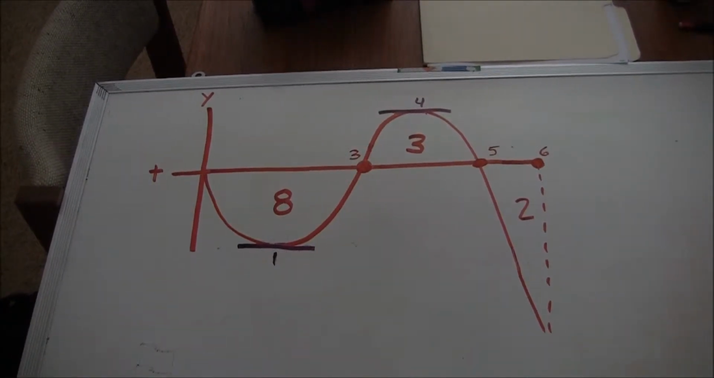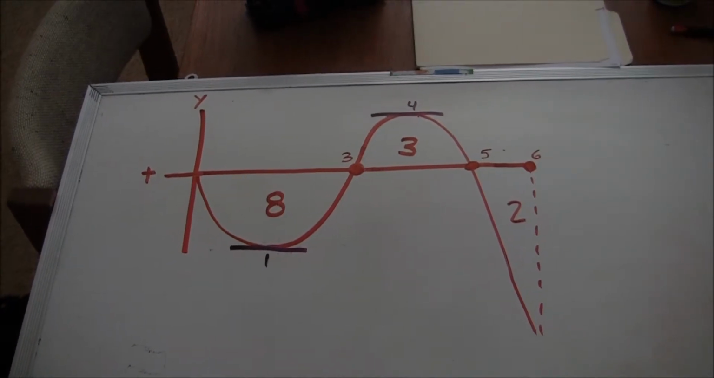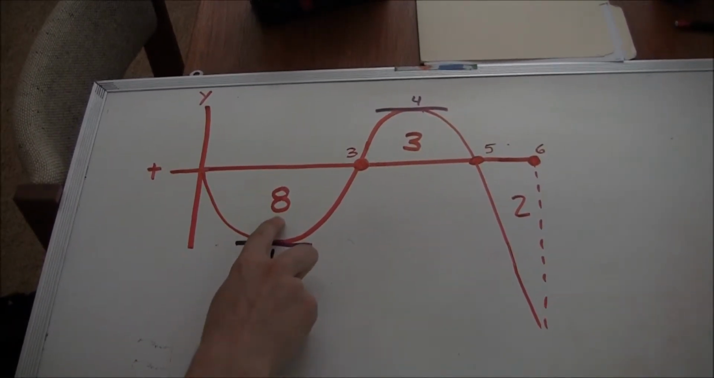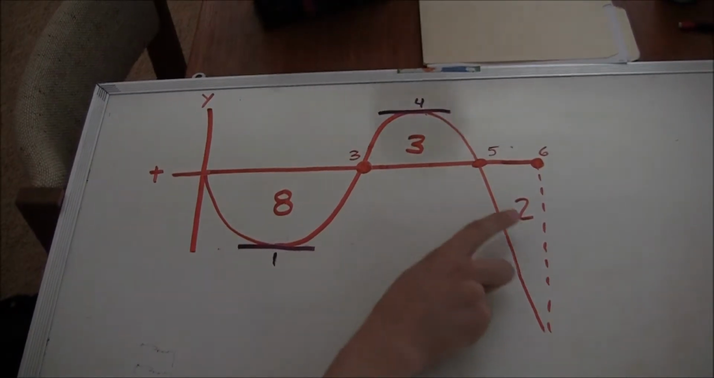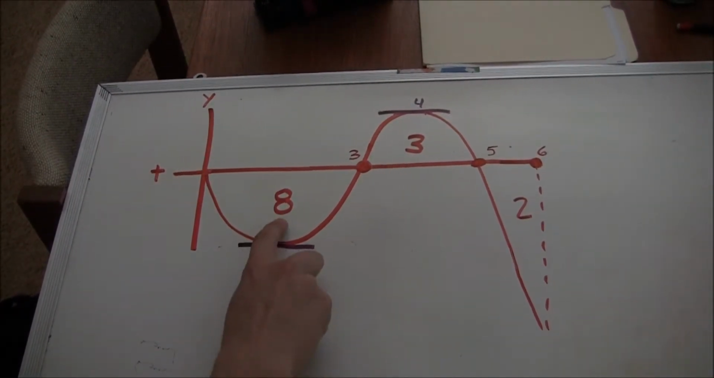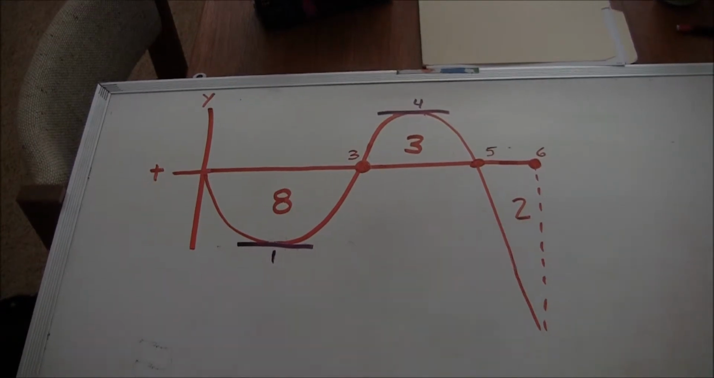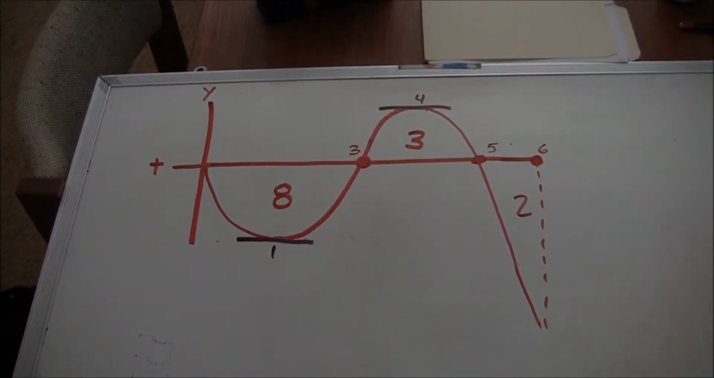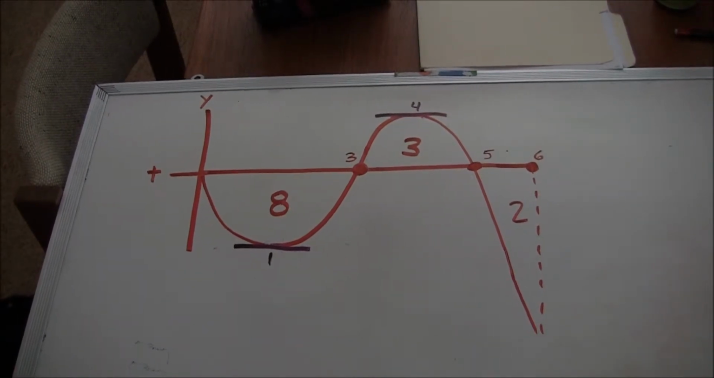The areas of the regions bounded by the t-axis and the graph of v on the intervals 0 to 3, 3 to 5, and 5 to 6 are 8, 3, and 2 respectively. At time t equals 0, the particle is at x equals negative 2.